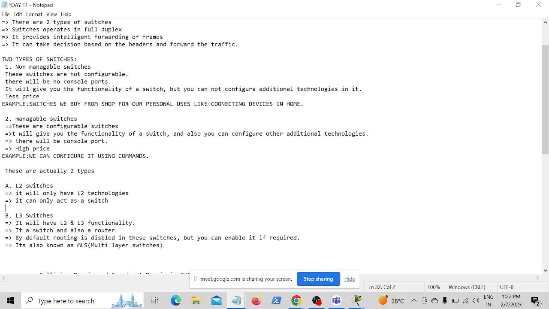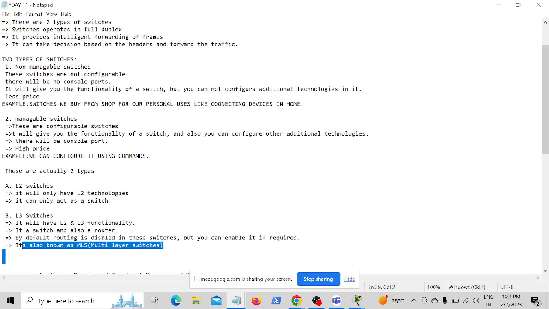So it is a switch and also a router, as I told. By default, routing will be disabled in these switches. It acts only as a switch, but if there is any requirement, we can enable routing in layer 3 switches. And this is also known as a multi-layer switch. If it is acting as both router and switch, it is known as a multi-layer switch.